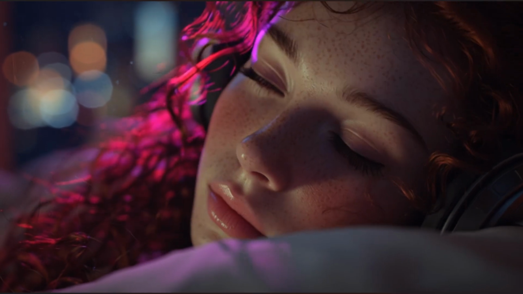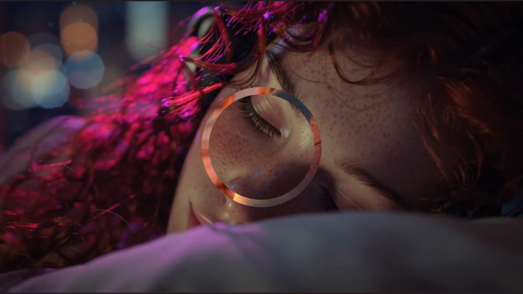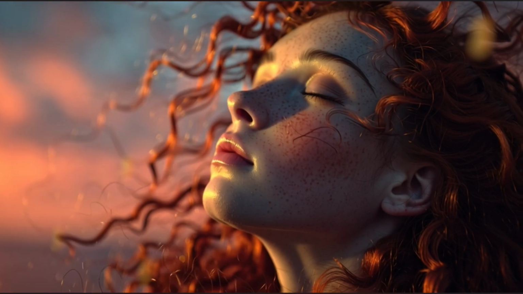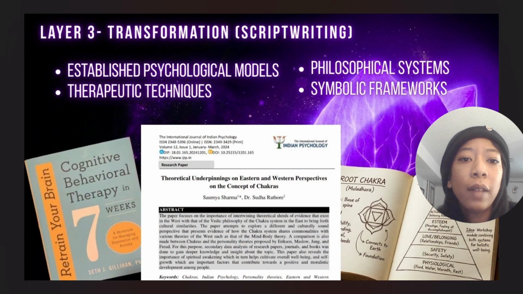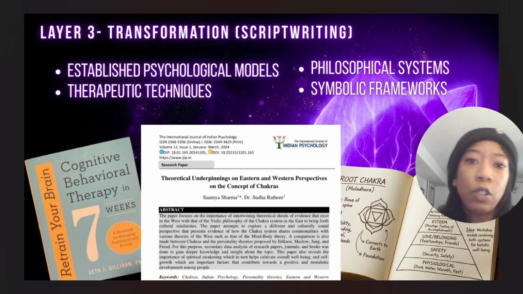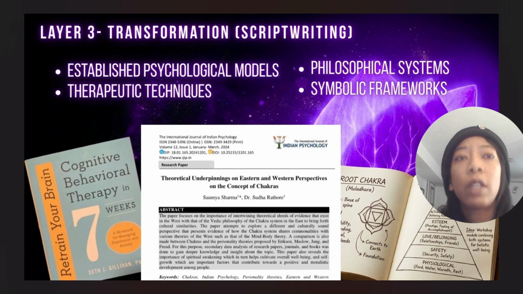Relaxation does regulate the nervous system, but transformation is what changes beliefs, perceptions, and behavior. And that is what we're always aiming for, at least what I'm always aiming for. So for my root chakra meditation, I've already established what my symbolic system will be. That's the chakra systems and Maslow's hierarchy of needs, right?